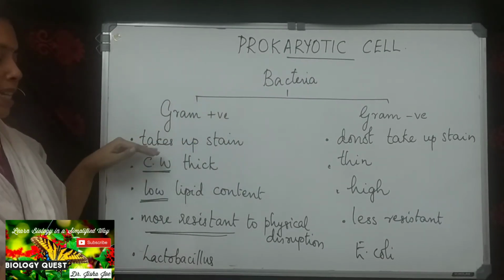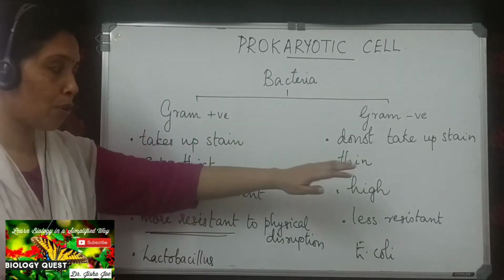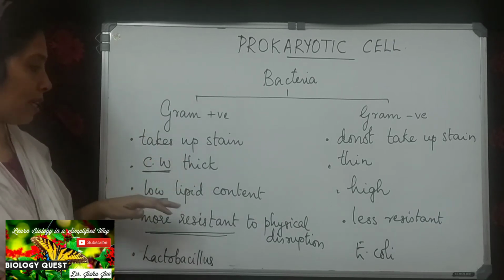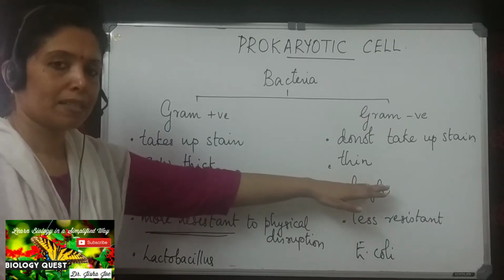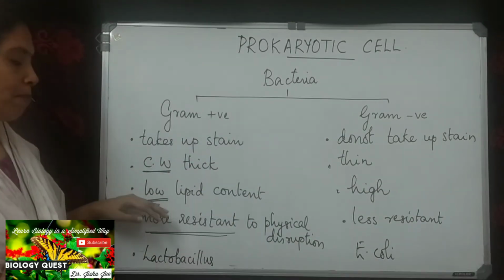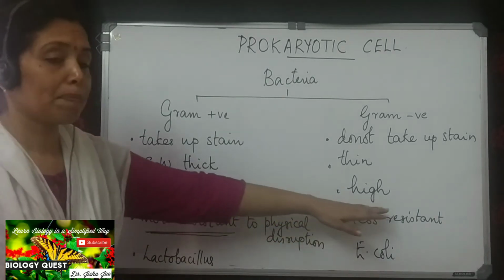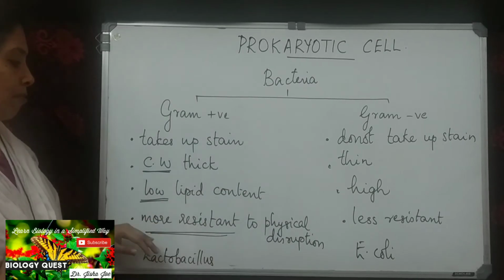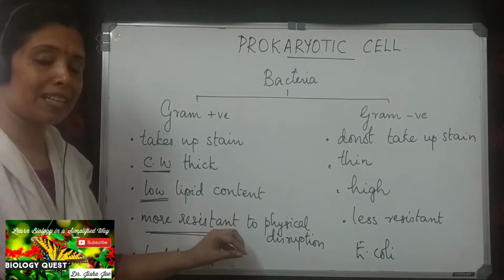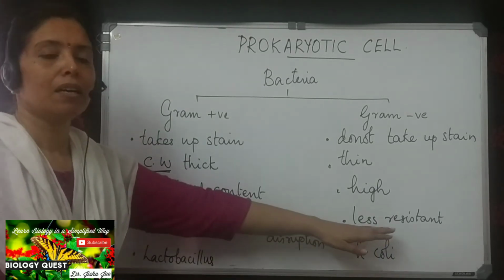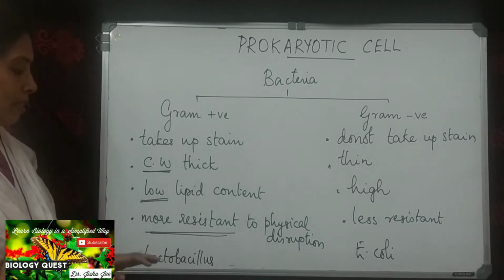Bacterial cells are classified into two: gram-positive and gram-negative. So gram-positive bacteria take up the stain easily, whereas gram-negative bacteria do not take up the stain. They do not get stained. Then the cell wall is thick in gram-positive bacteria, whereas the cell wall is thin in gram-negative bacteria. The lipid content is low in gram-positive bacteria, whereas the lipid content is high in gram-negative bacteria. Gram-positive bacteria are more resistant to physical disruption, whereas the gram-negative bacteria are less resistant to physical disruption.